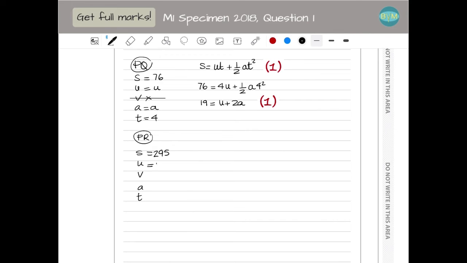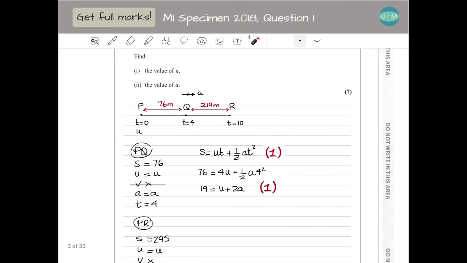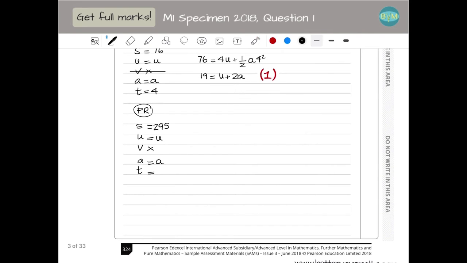Initial velocity is u. Final velocity, we don't need it. Acceleration is a, and the total time from P to R is 10 seconds. So this is 10. Again, I'm going to use a suvat equation without v, which is this one again. So for method again, you are getting a mark here. So this is your third mark, just for using the correct suvat equation.